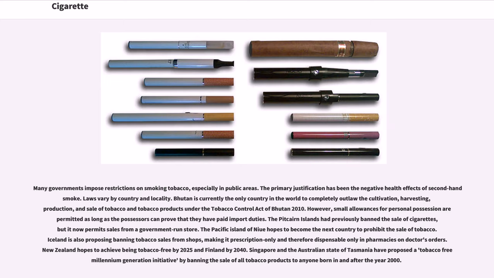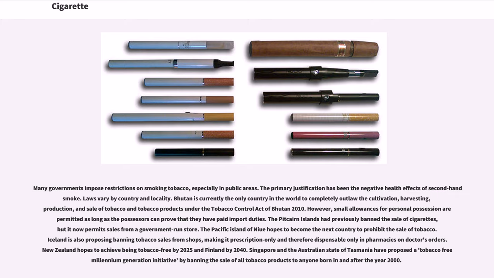Many governments impose restrictions on smoking tobacco, especially in public areas. The primary justification has been the negative health effects of secondhand smoke. Laws vary by country and locality. Bhutan is currently the only country in the world to completely outlaw the cultivation, harvesting, production, and sale of tobacco and tobacco products under the Tobacco Control Act of Bhutan 2010.